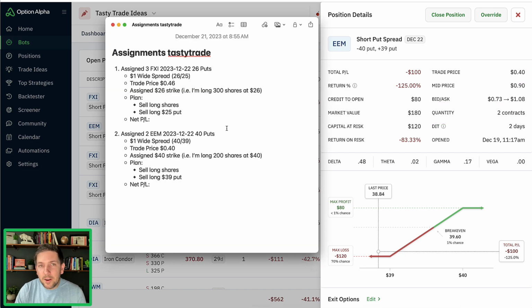So what I've done here is I've started to jot down all the different notes for this position. This is actually the first one that we're going to go through, which is the EEM position. I just jotted down the notes on the FXI position first, but this is the first one we're going to cover. And here are the notes on this position. I'll walk through these so you can see it. First thing is I put down a note that I was assigned 2 of the EEM 40 strike puts.